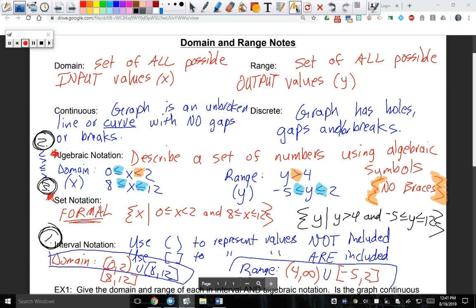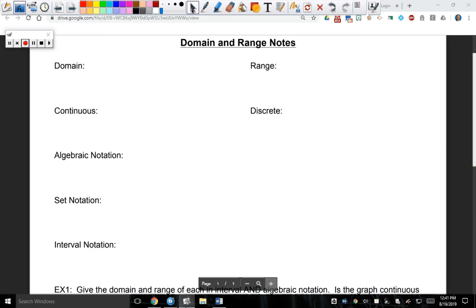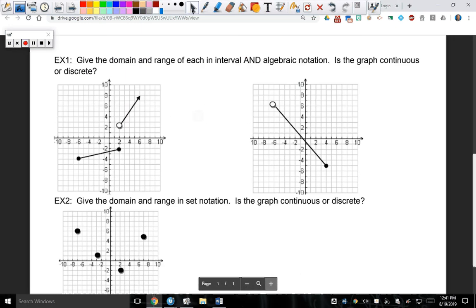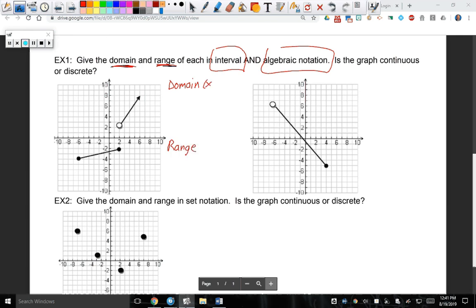We're going to start with these graphs. And I want to give the domain and the range in interval and algebraic. And then we'll say if they're continuous or discrete. Okay, so here we go. Let's do the domain here. And let's do the range down here. Domain is x, range is y.